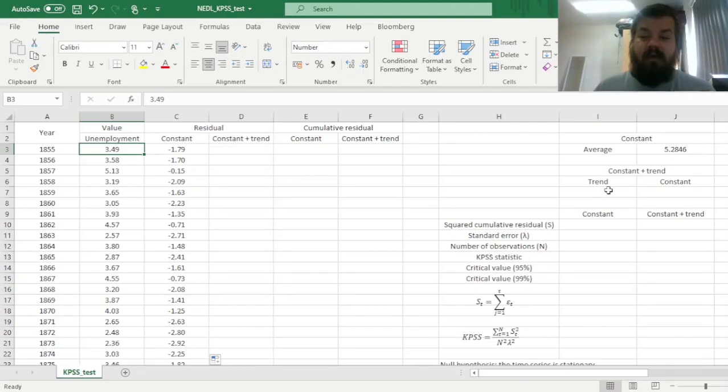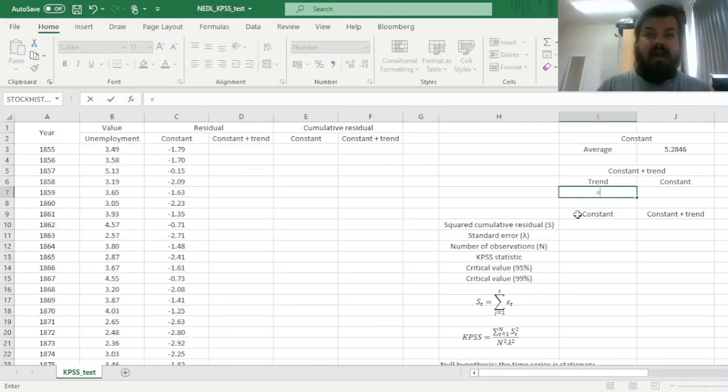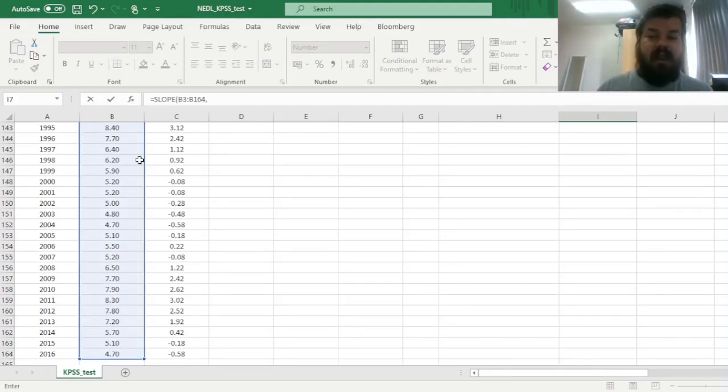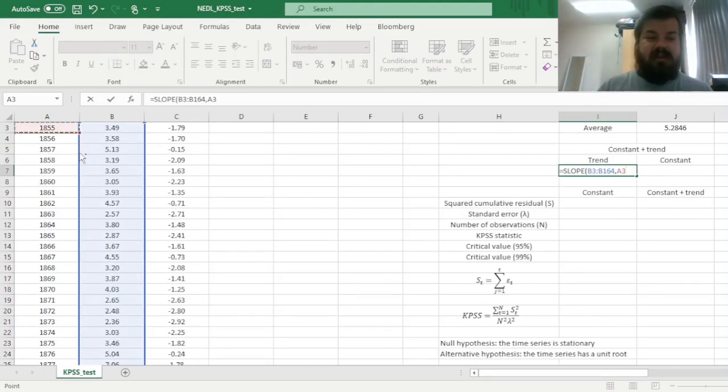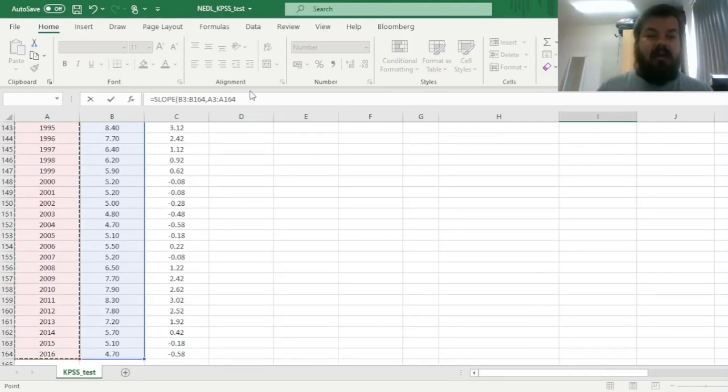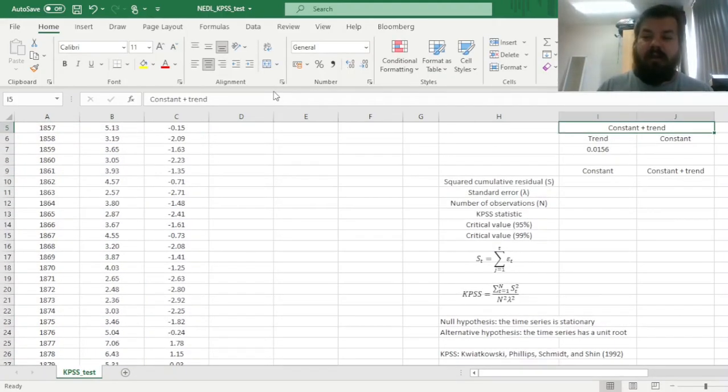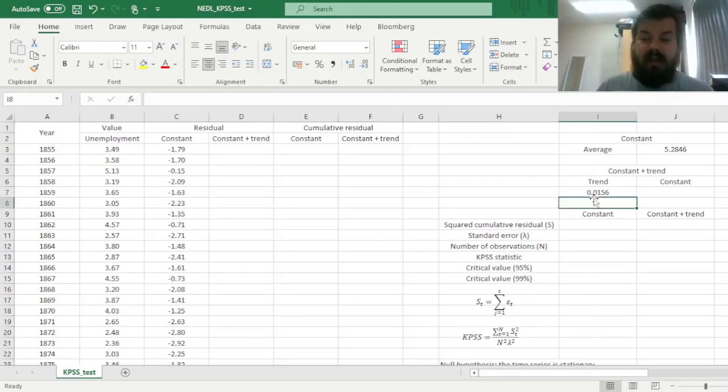So here, for constant and trend, in the trend specification, we can use the slope and intercept functions that are readily available in Excel. So first of all, for the trend, we can simply use the slope function and input the y variables, which are the dependent variables, that is the unemployment figures, and the x variable is going to be just the year array, the year column over here. And we can enforce this formula and see that the trend overall is positive, meaning that unemployment is more prominent in the UK economy later on down the line.